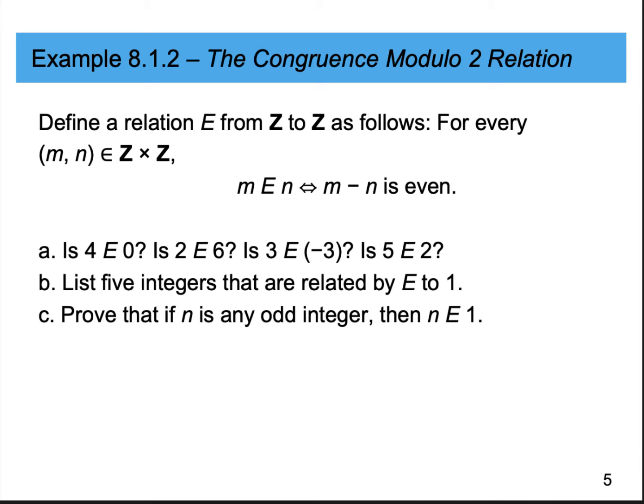If we take a look at another example here, define a relation E from Z to Z. What is that range, that nature of numbers represented by Z? What type of numbers am I referring to? Naturals, integers, fractionals, reals.